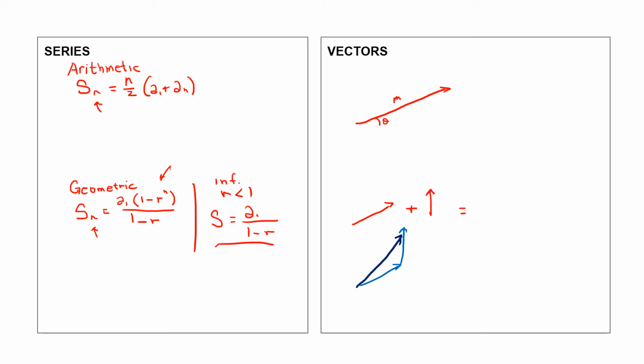In addition, we can split up the vector into its components, its x and y components, this x component and the y component. And our y would be m sine theta, with m being our magnitude, and our x component would be m cosine theta. All right, moving on.